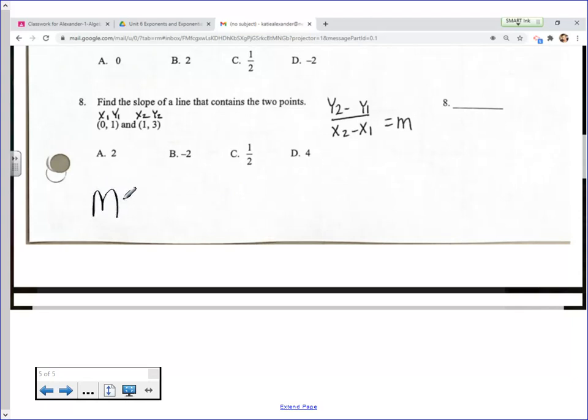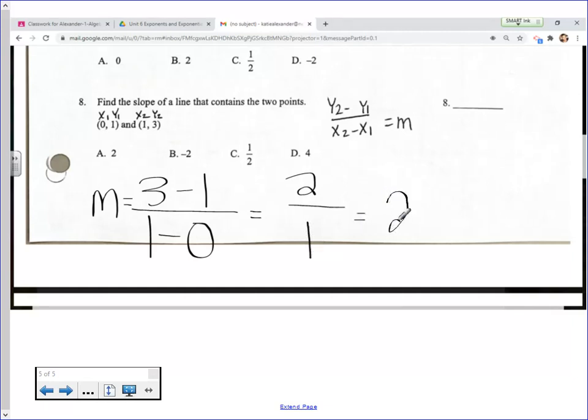It's going. How are you? Okay, raise your hand if you can tell me y2. 3 minus, what's y1? What's x2? Minus, what's x1? Okay, what is 3 minus 1? What is 1 minus 0? What's 2 divided by 1? Okay, so what's our answer? Good job.